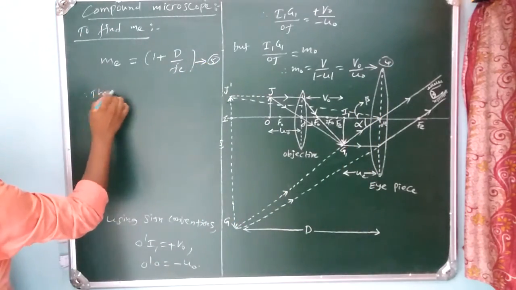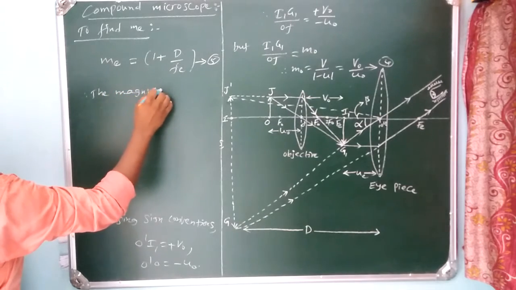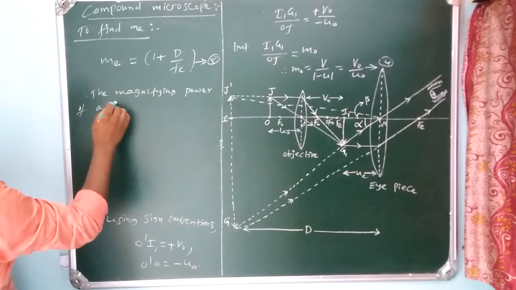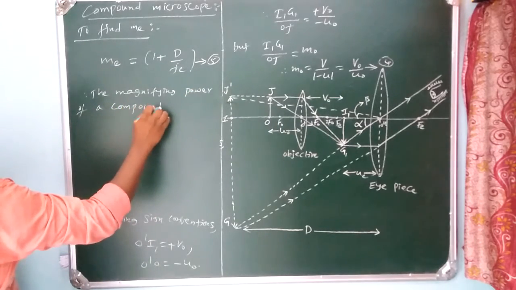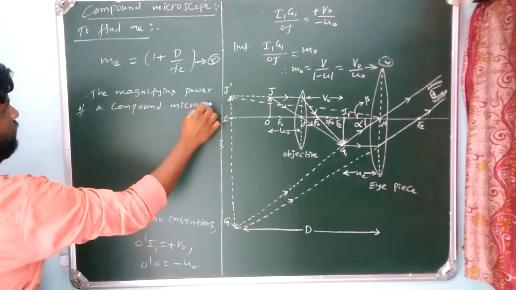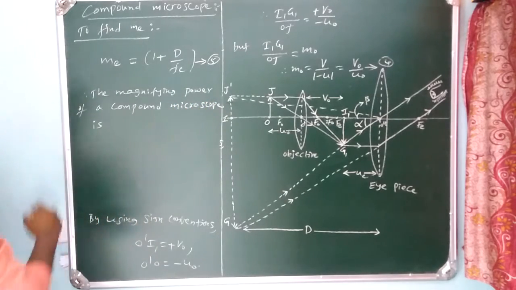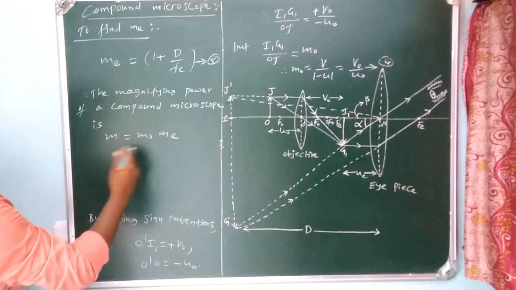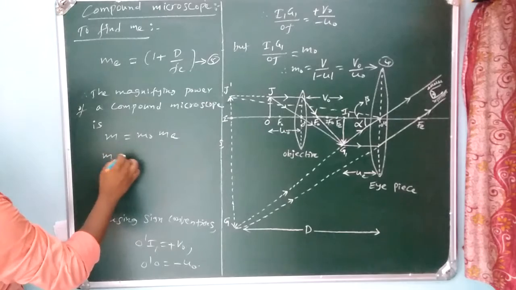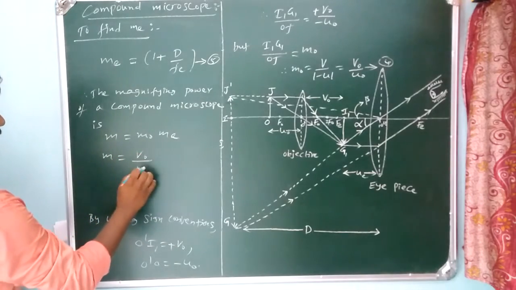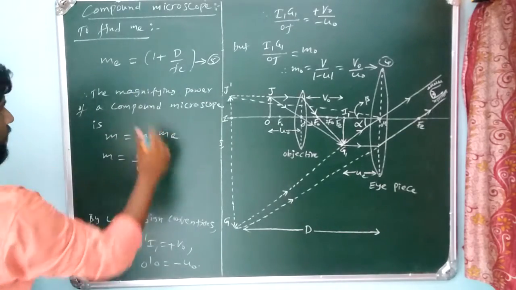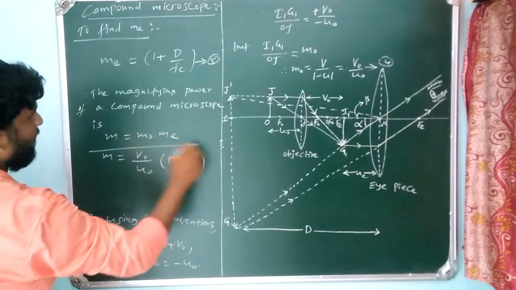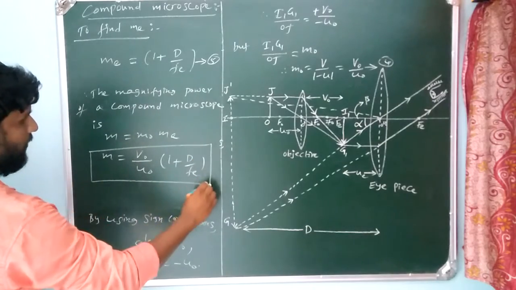Now the magnifying power of a compound microscope is m equal to m naught into m_e. Therefore, from equation 4, m equal to v naught by u naught into 1 plus d by f_e. This is the magnifying power of the compound microscope.